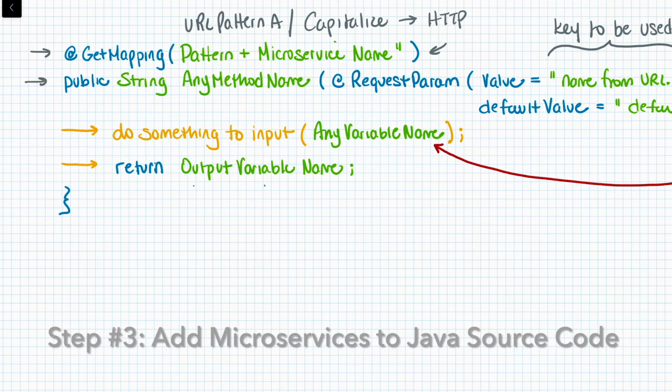Next, we define a public method, and the type that it returns you define, so it could be a string, could be an integer, and then the method name itself you also define. There's not really too many constraints here. You can define this name any way you want. It doesn't have to match any other value, source code name, variable name from our microservice definition.